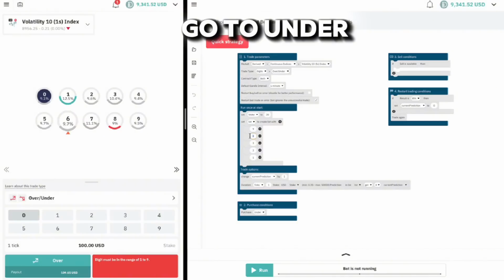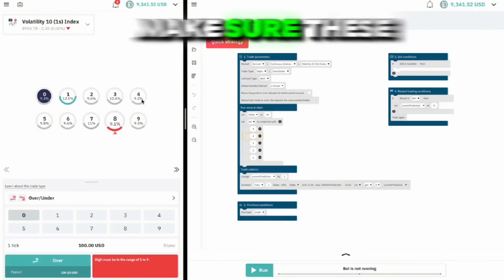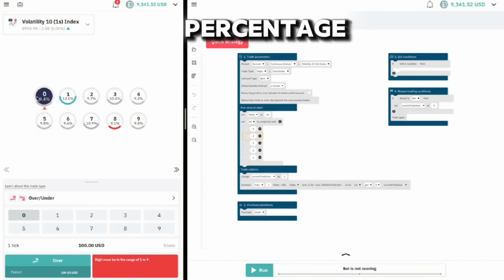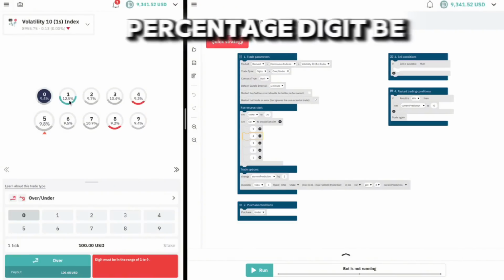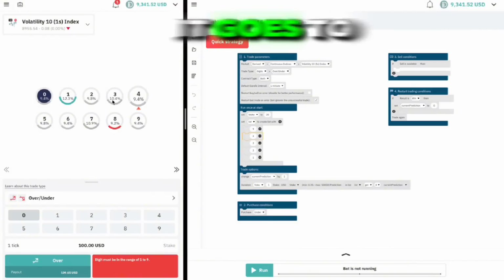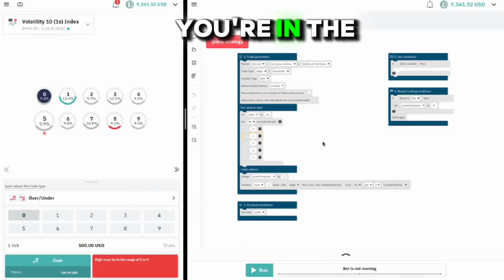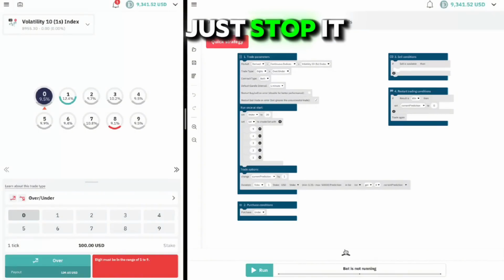In case of a loss, we go to under 4. Make sure these under 4 digits are in high percentage, and if possible, let the highest percentage digit be one of these, because if it loses under 4, it goes to under 3. If it loses under 3, it goes to under 2. If it loses under 2, it goes to under 1. If you're losing 5 times, you're in the wrong market. Just stop it and move.